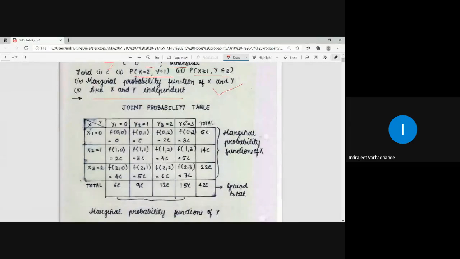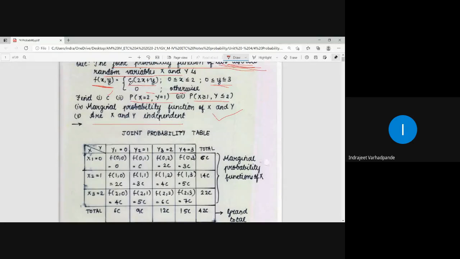Initially, with the help of the given function and the corresponding values, we try to find the joint probability table. What is the range of x? 0, 1 and 2. So in the rows we take the values of x as 0, 1, 2. In the columns we take the values of y as 0, 1, 2, 3. Now what is the function? c into 2x plus y.